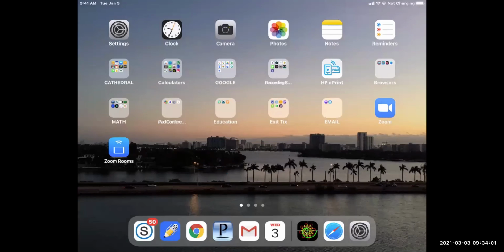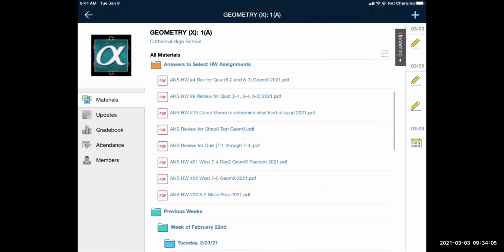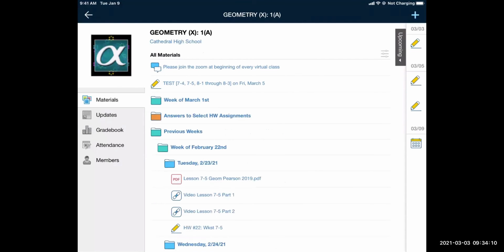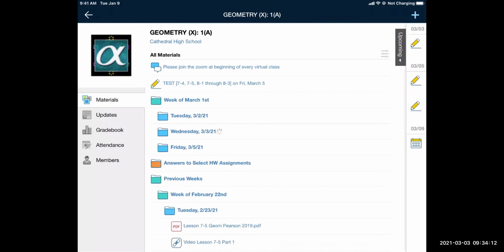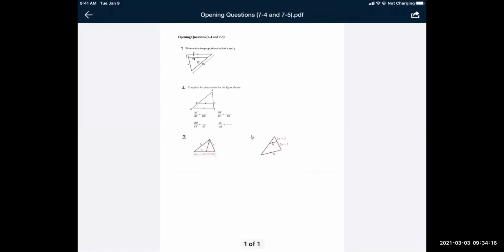All right, and then the next thing, let's go back to Schoology. In today's folder, I put in a couple of practice problems there. If you look here, it says opening questions 7.4 and 7.5. I'm going to give you a few minutes to try those problems, and then we'll talk about them.